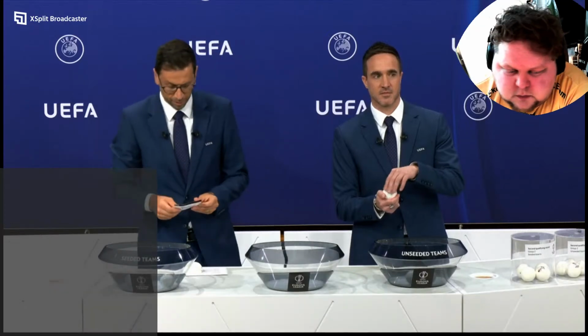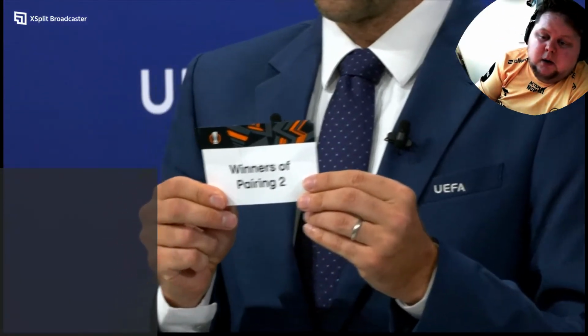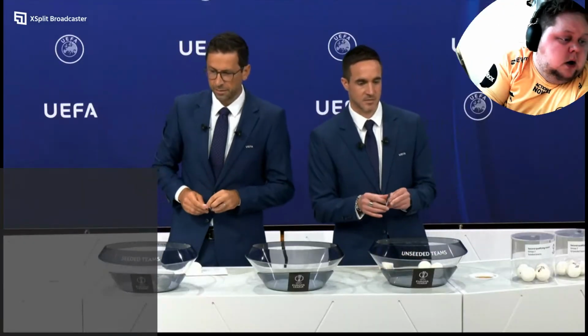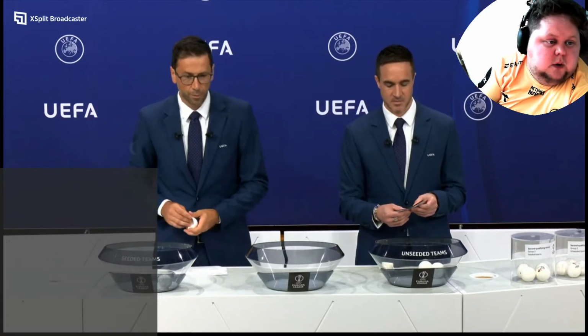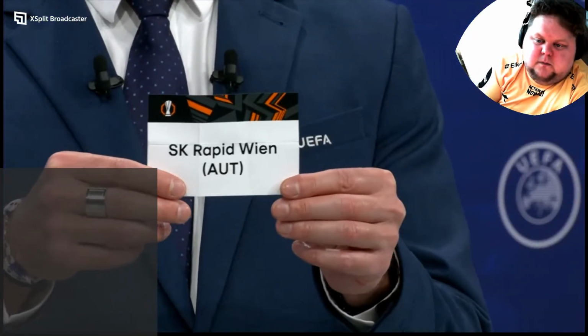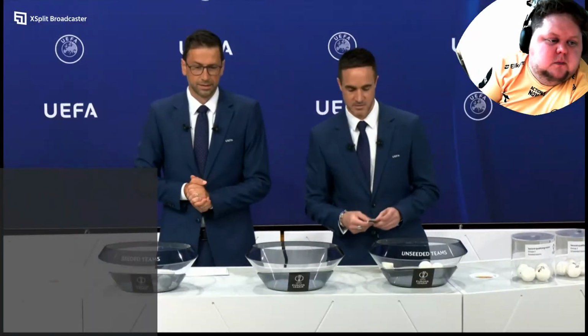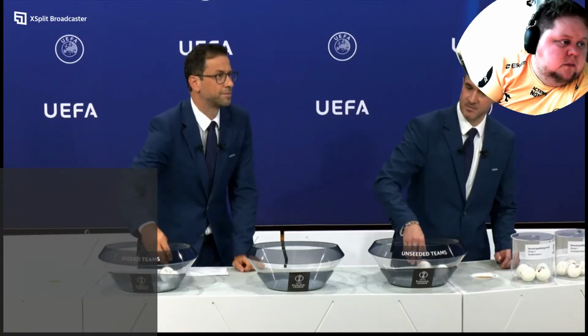Playing the first leg at home will be the winners of pairing 2. So the winners of pairing 2, which are KF Lapi 1932 from Kosovo or Wisla Krakow from Poland, and they play against? They play against SK Rapid Wien from Austria. So this completes our third pairing. Two more to go. Two more. We keep on.